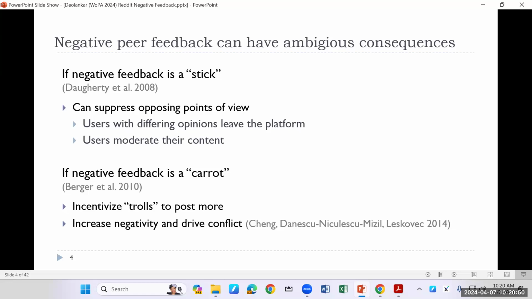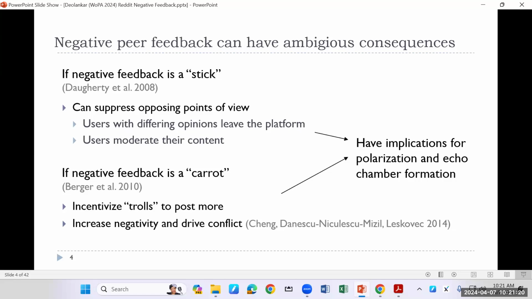Now, a large body of work in psychology has documented an interesting finding, which is that if you publicly receive negative feedback, then that can trigger an ego defense tendency within individuals that can cause people to dig in their heels and become more insistent or even more extreme when they subsequently talk about a given topic. So understanding which outcome or which combination of these outcomes occurs in response to users receiving negative feedback is important because those findings will have implications for polarization and echo chamber formation.